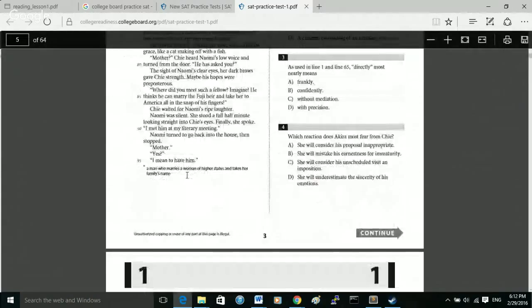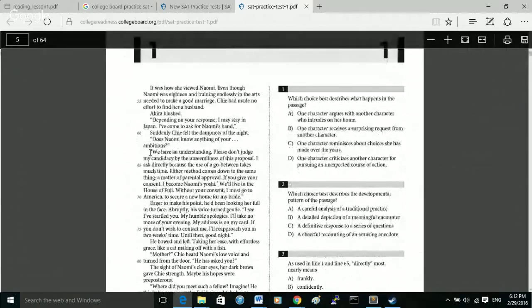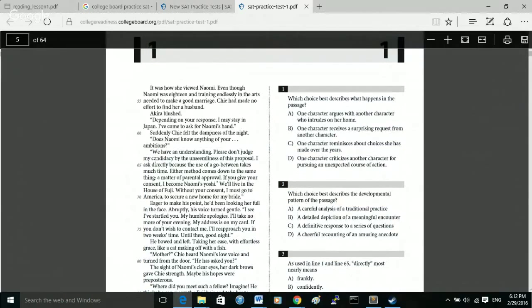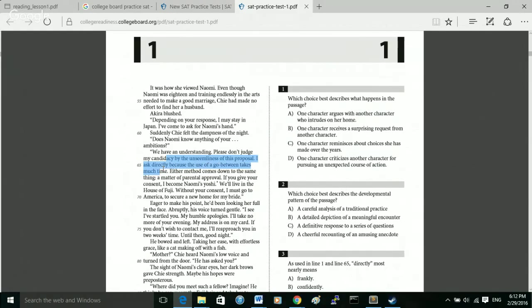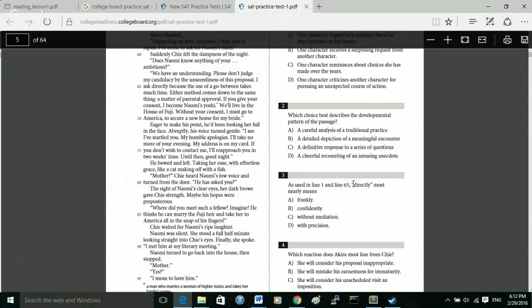And let's also look at line 65. Let's make sure to read a few lines above and a few lines below. We have an understanding. Please don't judge my candidacy by the unseemliness of this proposal. I asked directly because the use of a go-between takes much time. Either method comes down to the same thing, a matter of parental approval. So the question asks, what does directly most nearly mean?